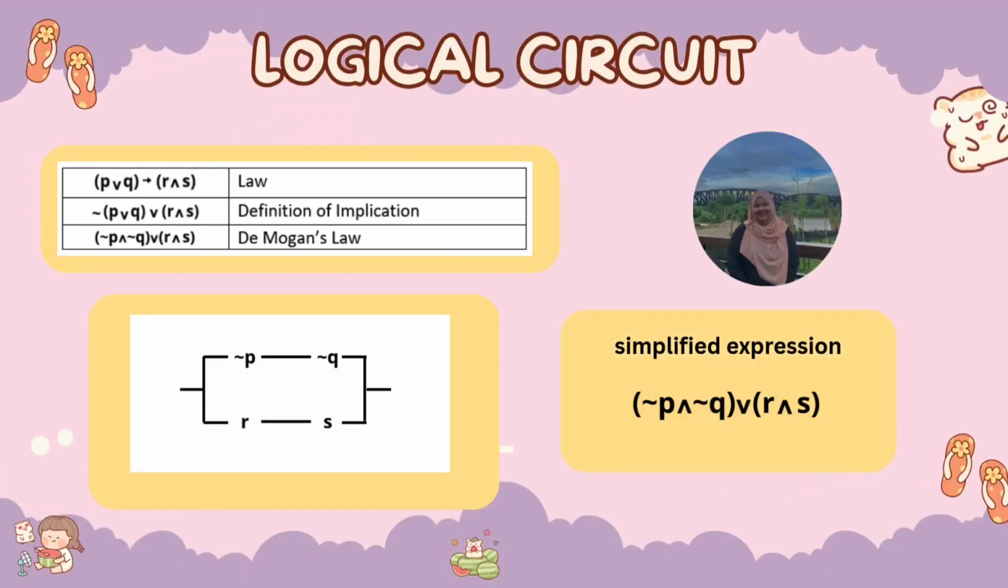Continue with the logical circuit. After that, we need to simplify the expression. We use laws. First one, we use the definition of implication. Second, we use De Morgan's law. And as you can see, the picture is the logical circuit. And the simplified expression is not P and not Q, or R and S.